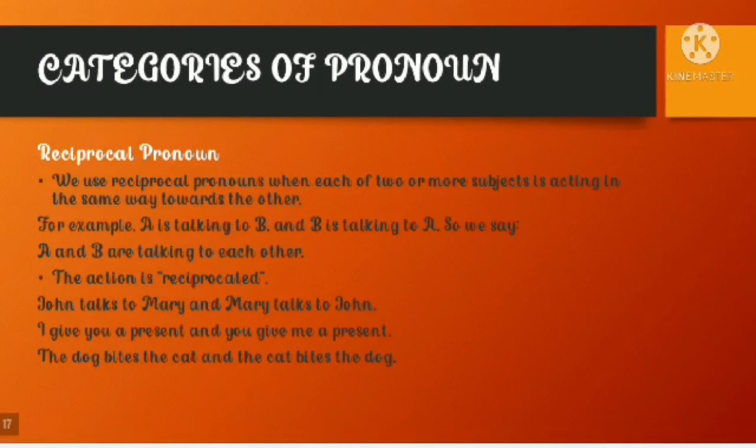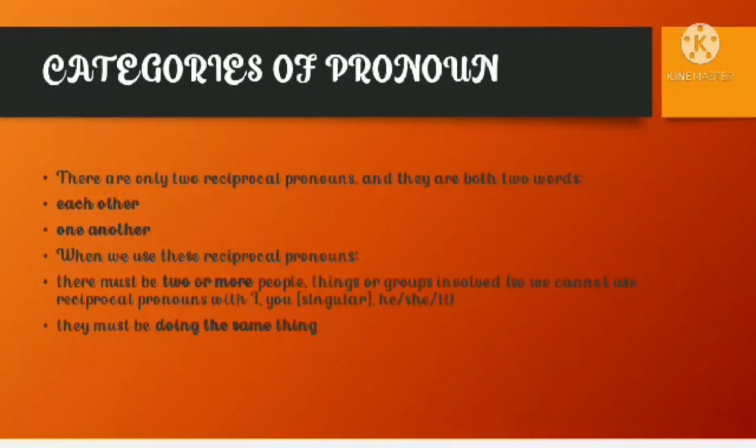Next example is, John talks to Mary and Mary talks to John. I give you a present and you give me a present. The dog bites the cat and the cat bites the dog. There are only 2 reciprocal pronouns and they are both 2 words, and those are each other and one another. When we use these reciprocal pronouns, there must be 2 or more people, things, or groups involved. So we cannot use reciprocal pronouns with I, you, he, she, and it. They must be doing the same thing.